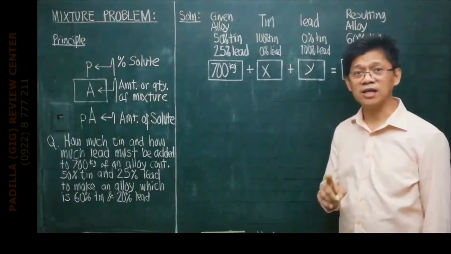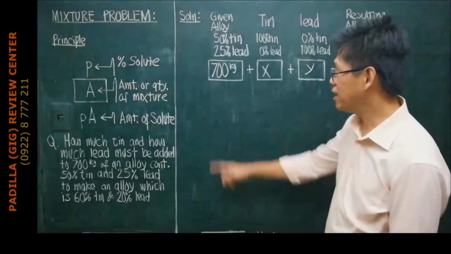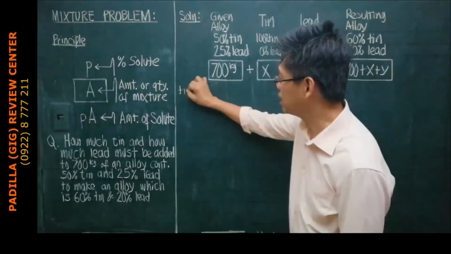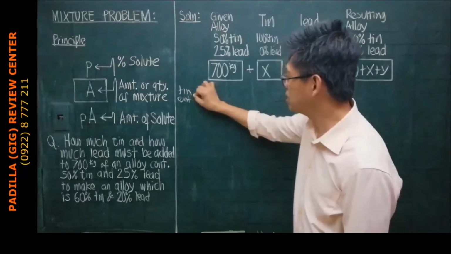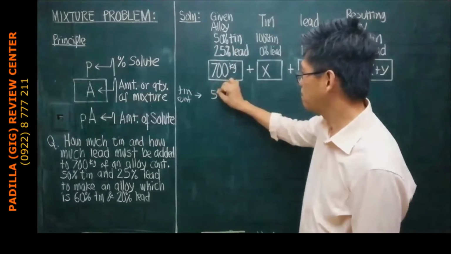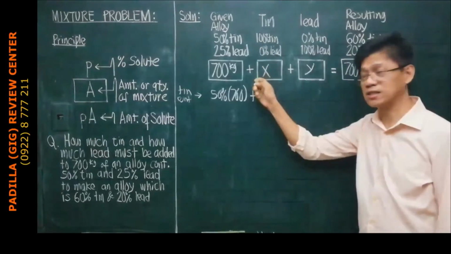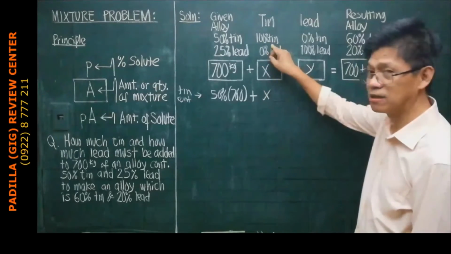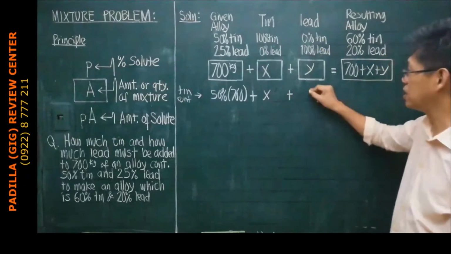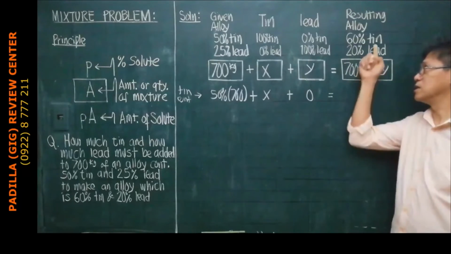Now, the key here is to write or define the amount of solutes. Let us consider the amount of solute, the tin content. Considering the tin content, 50% of this is tin, plus 100% of X, that is X, is tin, plus 0% of Y is tin, or that is 0, is equal to 60% of this is tin.